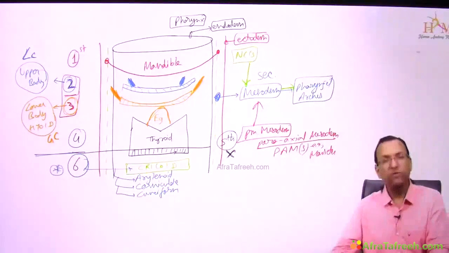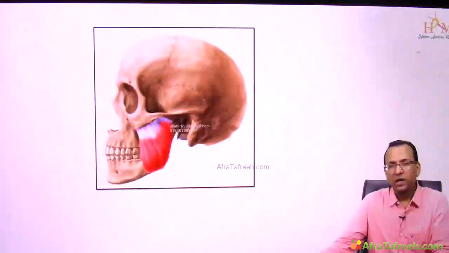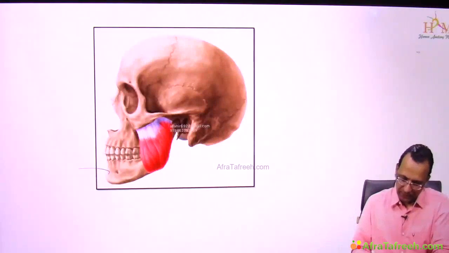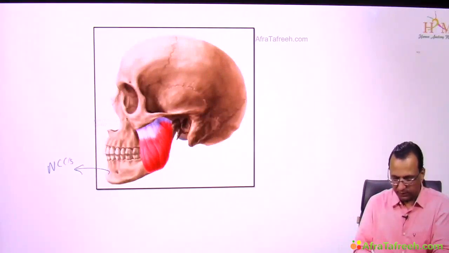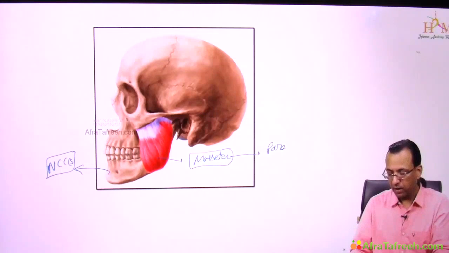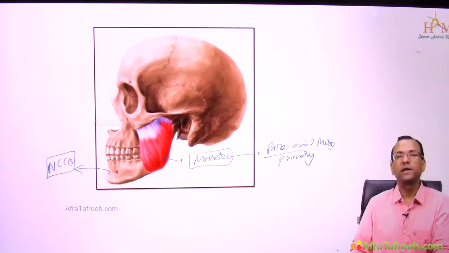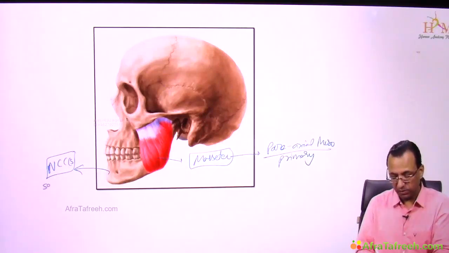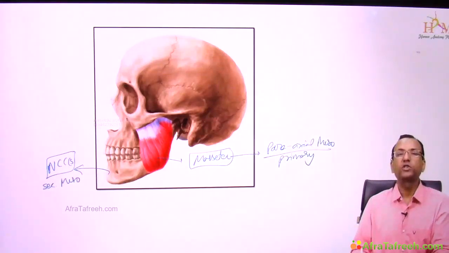Then we move further. I have told you the mandible bone will develop from neural crest cells, but not the masseter muscle. Why? The masseter is a skeletal muscle. Skeletal muscle comes from paraxial mesoderm, which is primary mesoderm. Then what are neural crest cells giving? Secondary mesoderm.